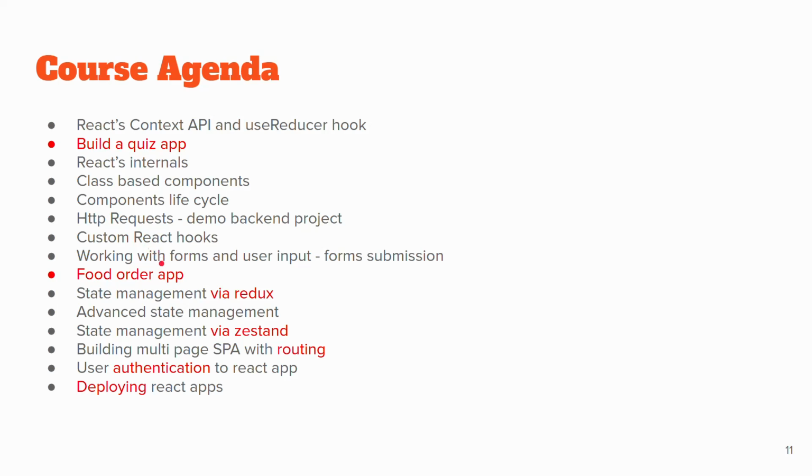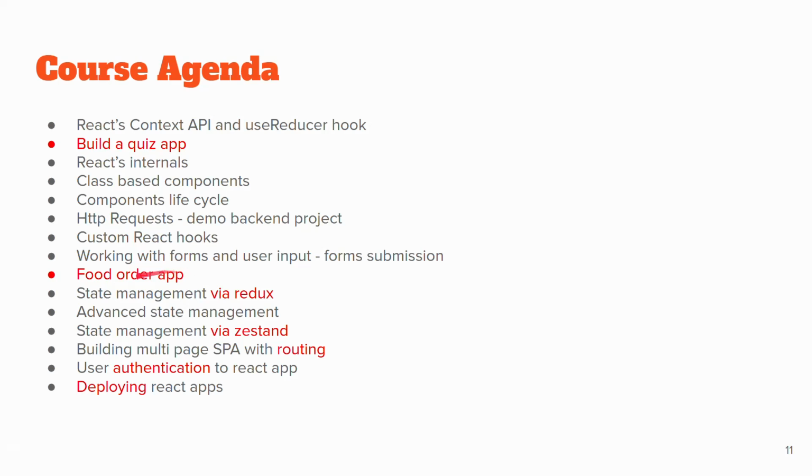We will handle the forms, user input, form submissions, etc. And then we will build a full-fledged food order app. Again, I'm taking examples of the app here, but it need not be just a food order app. If required, we'll take some other app. But the gist of this is, by taking real world applications and building them, you try to understand all the things that happen in the background.